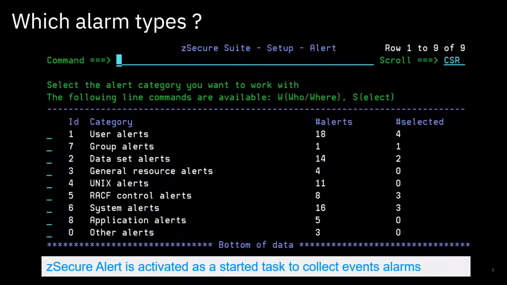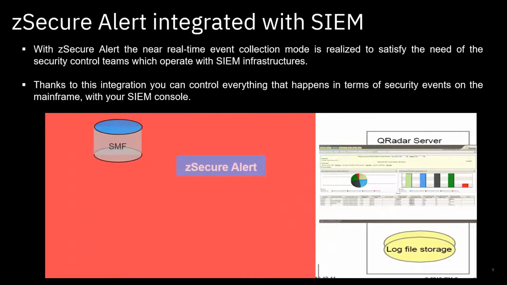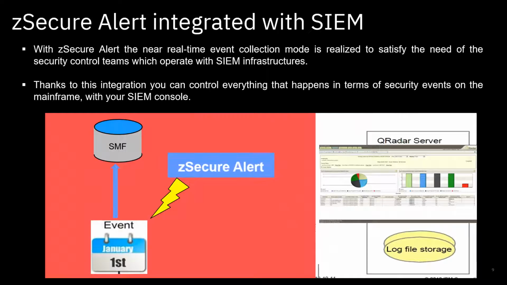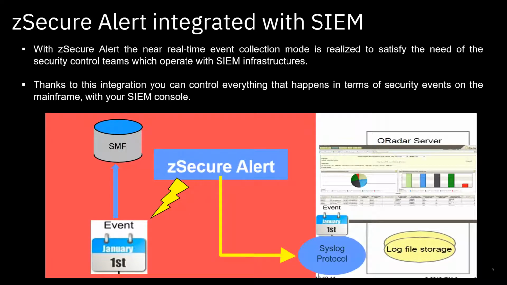Which type of alerts? Well, we have more than 80 predefined alerts classified by categories such as user, group, dataset, general resources that can be selected for the activation. In this way, you are ready to send all these alerts to a SIEM platform such as QRadar, ArcSight, or Splunk in order to allow the SOC team to be aware of what is happening on the z/OS platform.